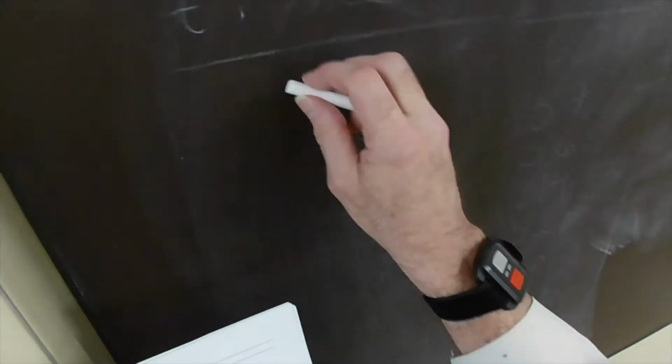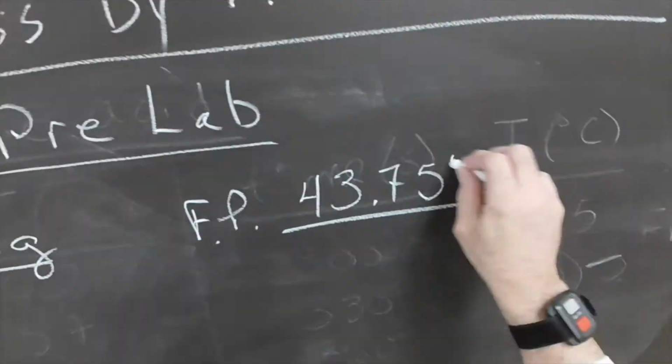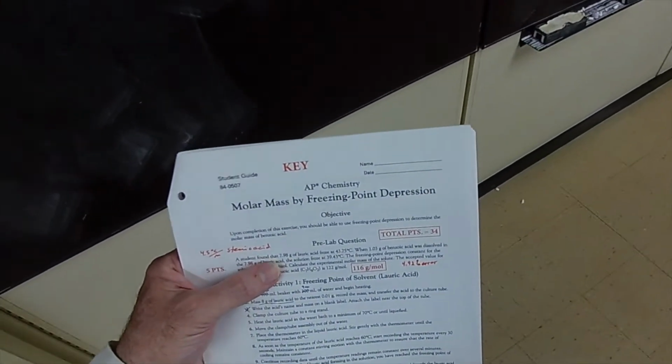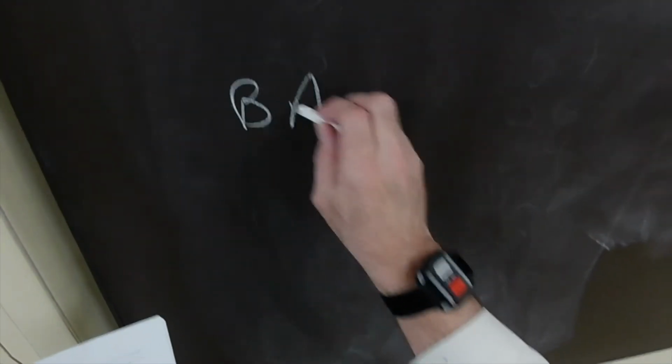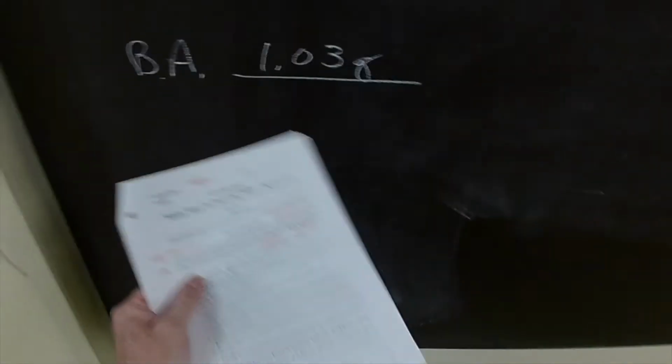So, the mass of lauric acid is 7.98 grams. And its freezing point is 43.75. So that tells me that they were using an electronic thermometer, more than likely, which gave them 2 decimal places. We were estimating a half a degree. Okay, 1.03 grams of benzoic acid was dissolved in this. Benzoic acid. 1.03 grams. We got them beat on the mass because we have 3 decimal places and they only have 2.